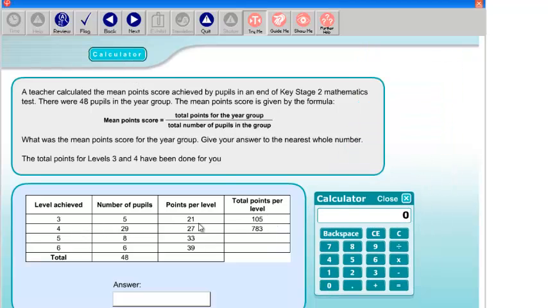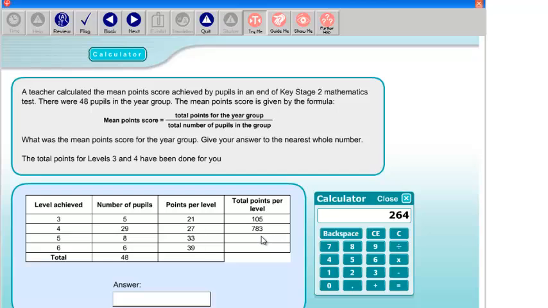So this first one here for level 3, it says the total points was 105. So how did they do that? Total points of 105 divided by the number of pupils, which for that level was just 5 of them. So divide by 5 equals 21. The same for here, 783 divided by 29 will give us 27. Okay, so you can see that if 105 divided by 5 is 21, then surely 21 times 5 will equal 105. And it does. So what we actually need to fill in these blanks, so for level 5 we need 8 times 33.